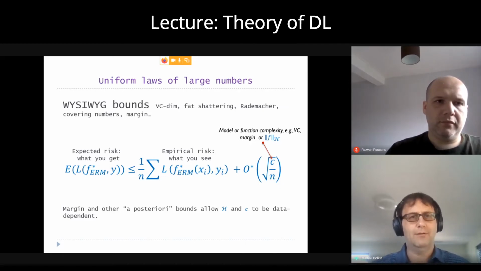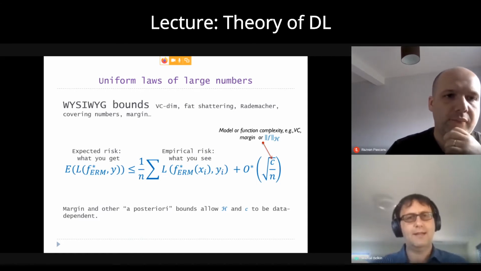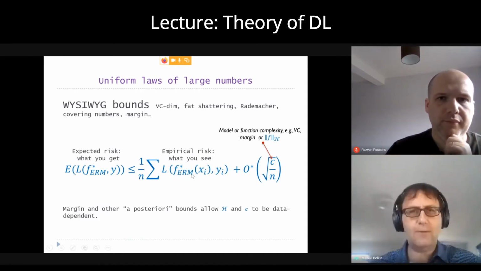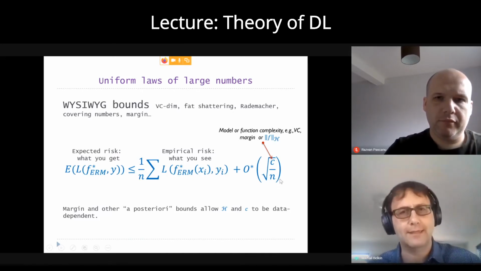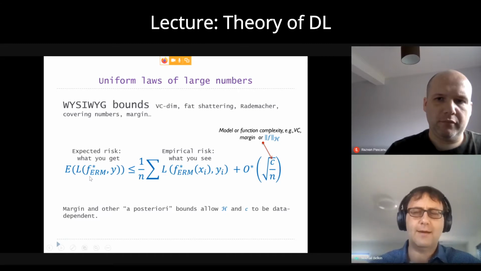Those are based on what you might call WYSIWYG bounds. WYSIWYG stands for what you see is what you get. There are many, many types of these bounds, and there is some really nice mathematics associated with them. The way it works is as follows. On the left, you have the expected risk, which is what you get in the future. On the right, you have the empirical risk, which is what you see, and some sort of term associated with the function class complexity. There are different bounds depending on how exactly you set up the bound. Now, this bound essentially says that what you see, which is the empirical risk, is what you get, which is the expected risk: the expected risk is bounded by the empirical risk.